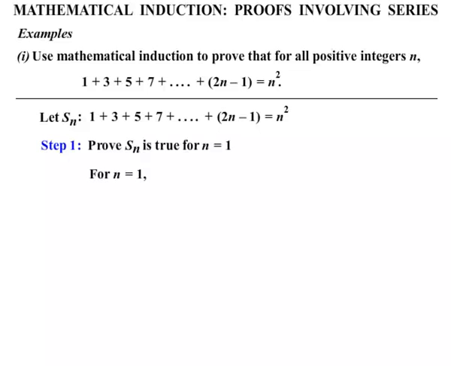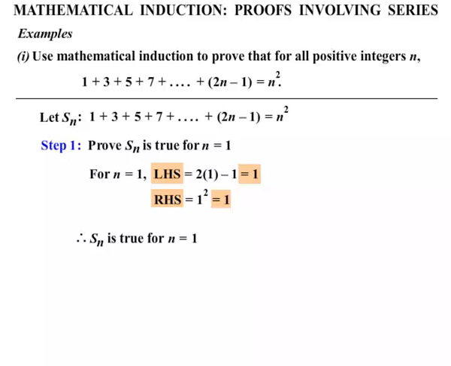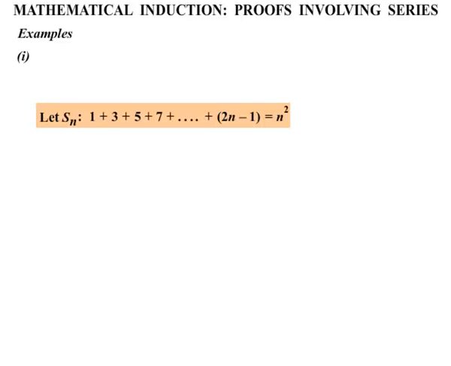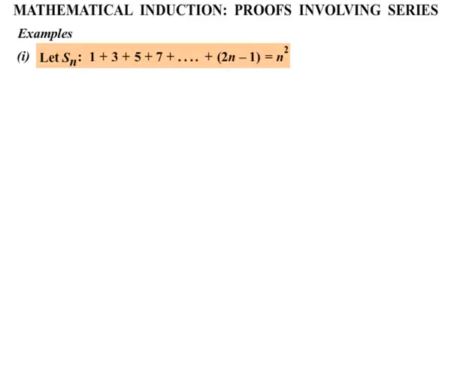So when n equals 1, if we substitute that in, basically we're looking at the left hand side. Look at that last term, really. 2 times 1 minus 1, and that works out to be 1. The right hand side, when n equals 1, is 1 squared, which of course is also 1. So both left hand side and right hand side equal 1, so therefore the statement is true for n equals 1. So there's our statement there. Let's just make some room for ourselves, move it up there.